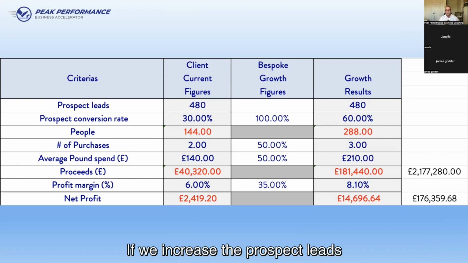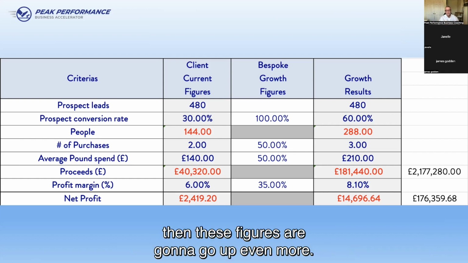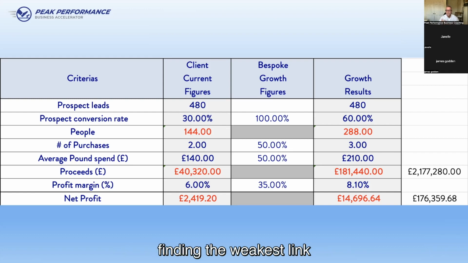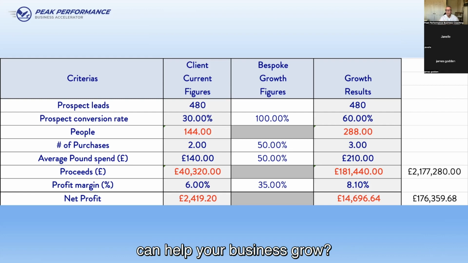If we increase the prospect leads through marketing, all right, or good operations, then these figures are going to go up even more. But can you see how the profit chain, finding the weakest link and then bespoking your growth figures, can help your business grow?